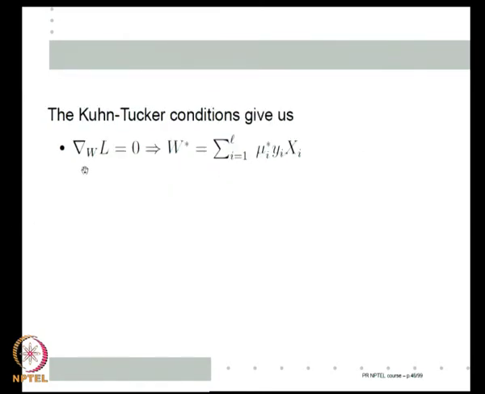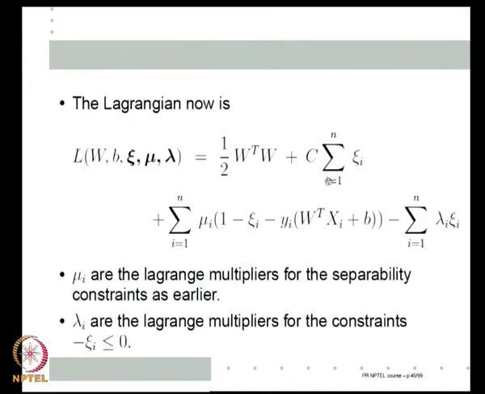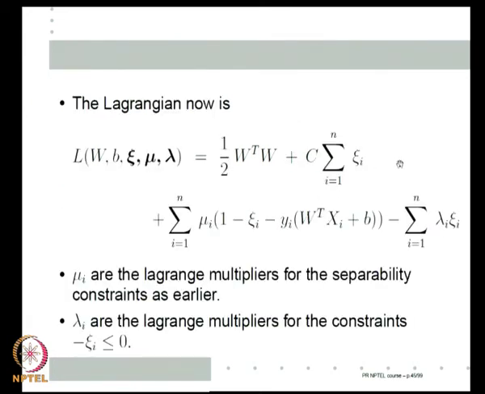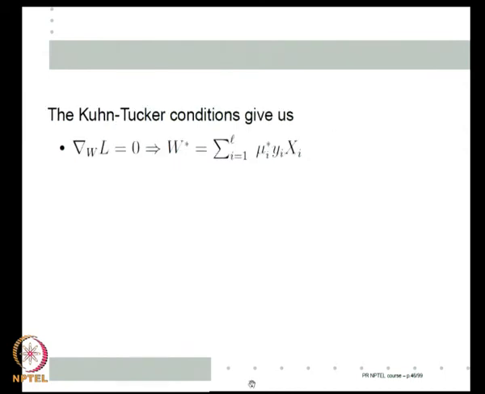First is the gradient of L with respect to W equal to 0. As the W function is still the same, it has not changed, I get one W from here and I get mu i yi xi here. So, the gradient with respect to W equal to 0 still gives me the same old thing, W star is the summation over i of mu i yi xi. Similarly, with respect to b, I get the same old thing. What will it give me if I differentiate with respect to each of the ξi's? There is one ξi here. So, I get a C term here, I get a minus mu i from here, minus lambda i from here. So, C minus mu i minus lambda i is equal to 0 for each i, which is the same as mu i plus lambda i is equal to C for each i.